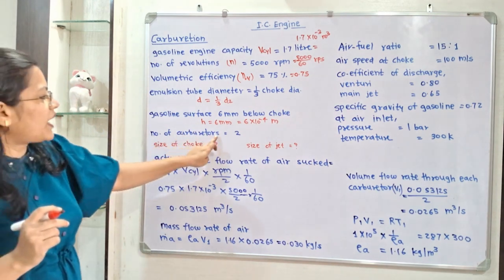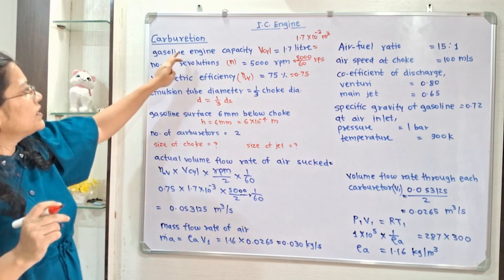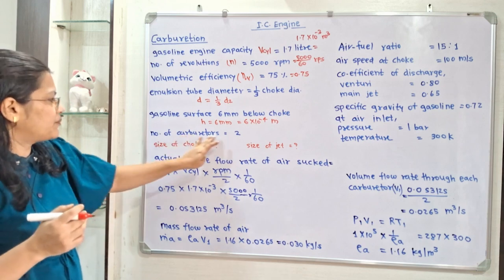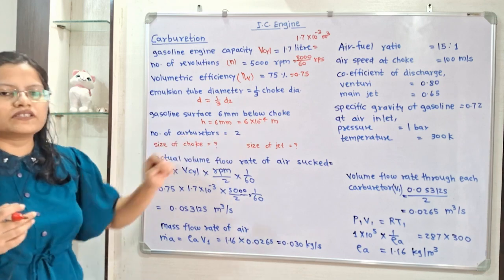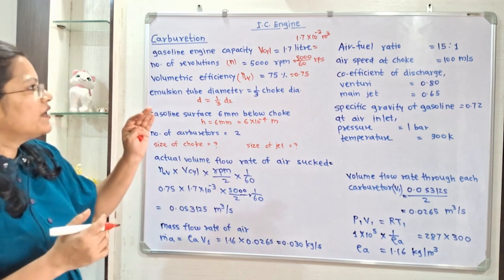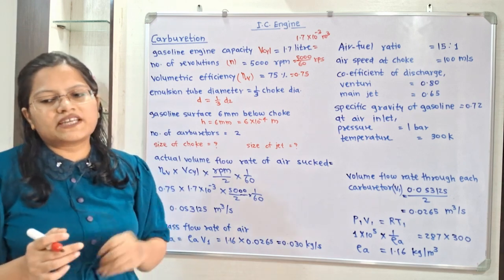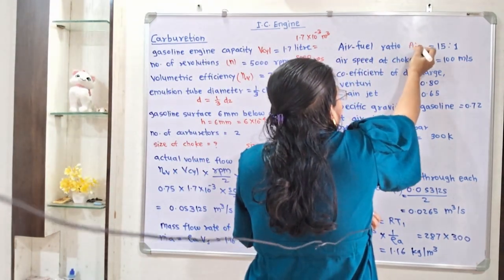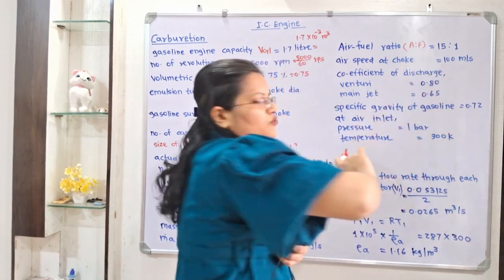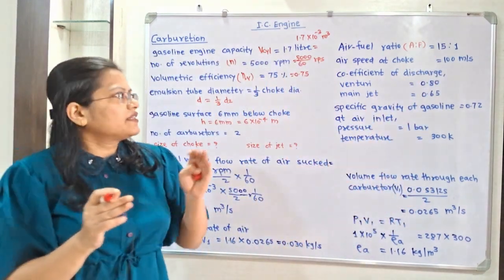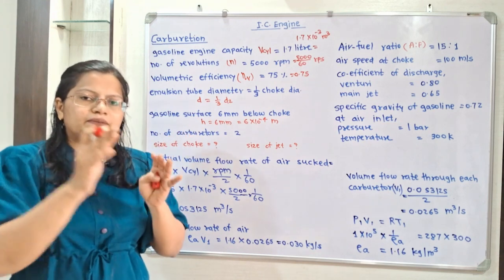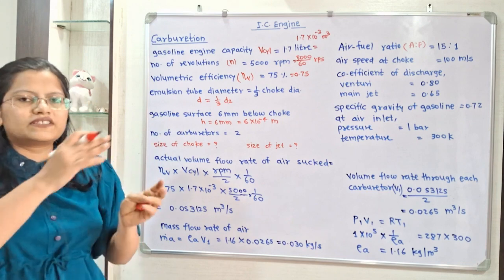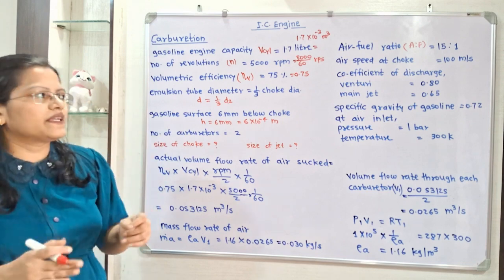Then the number of carburetors. In this gasoline engine there are two carburetors, so the number of carburetors is equal to 2. Air fuel ratio, known as the A to F ratio, is 15:1. So whenever the quantity of air is 15, the quantity of fuel is equal to 1. So this ratio, air to fuel, is 15:1.